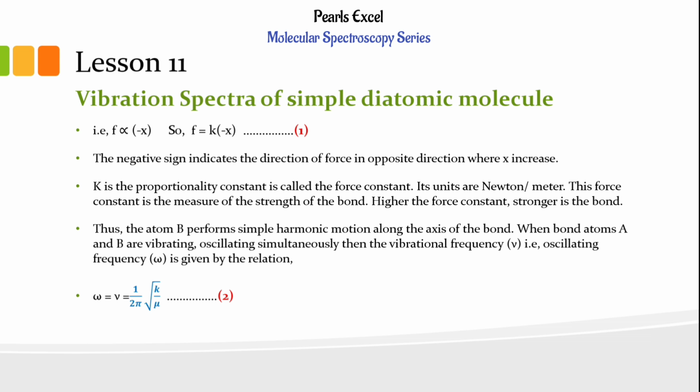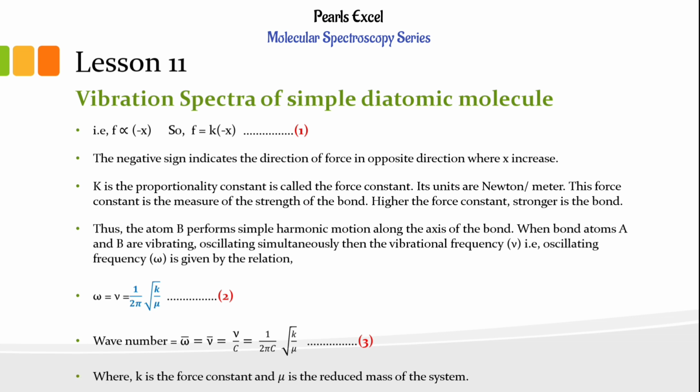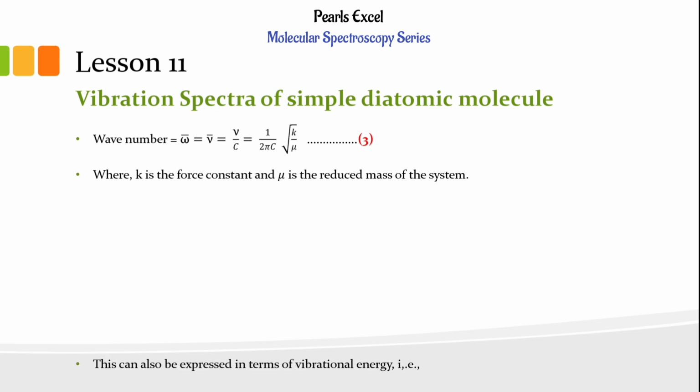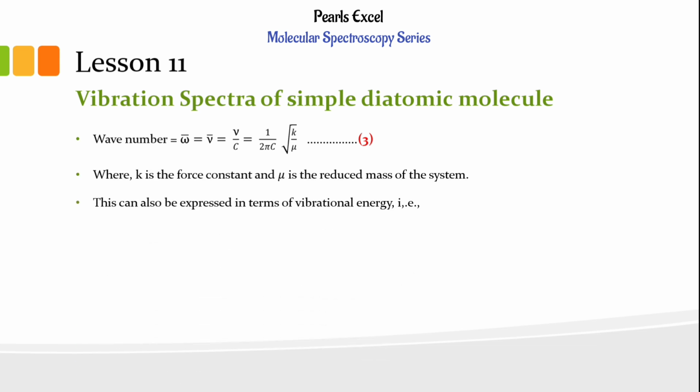Later this frequency term is correlated with wave number. You will get equation number 3, that is omega bar is equal to nu upon c is equal to 1 upon 2 pi c square root of k upon mu, where k is the force constant and mu is the reduced mass of the system. Now we have frequency and wave number terms with us, so let's identify the energy term. This can also be expressed in terms of vibrational energy, that is equation number 4. E vibrational is equal to h nu bar is equal to h upon 2 pi c square root of k upon mu.